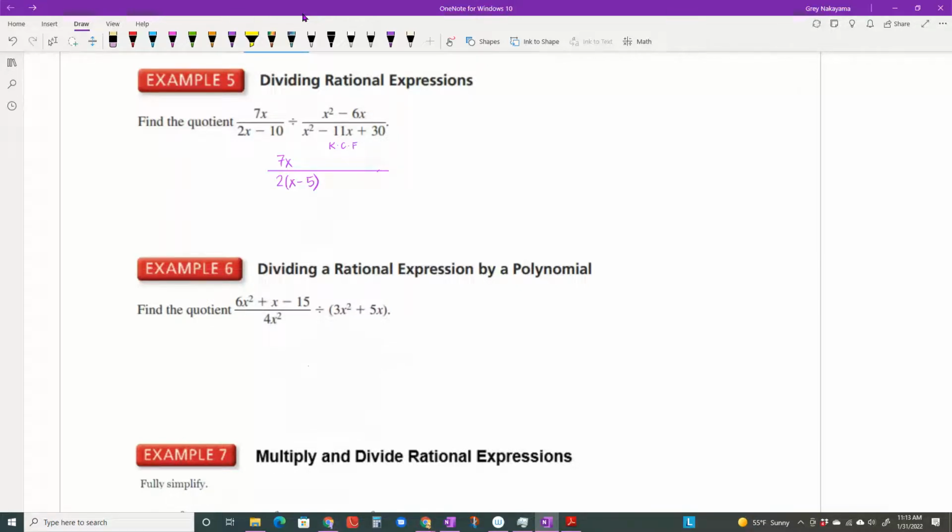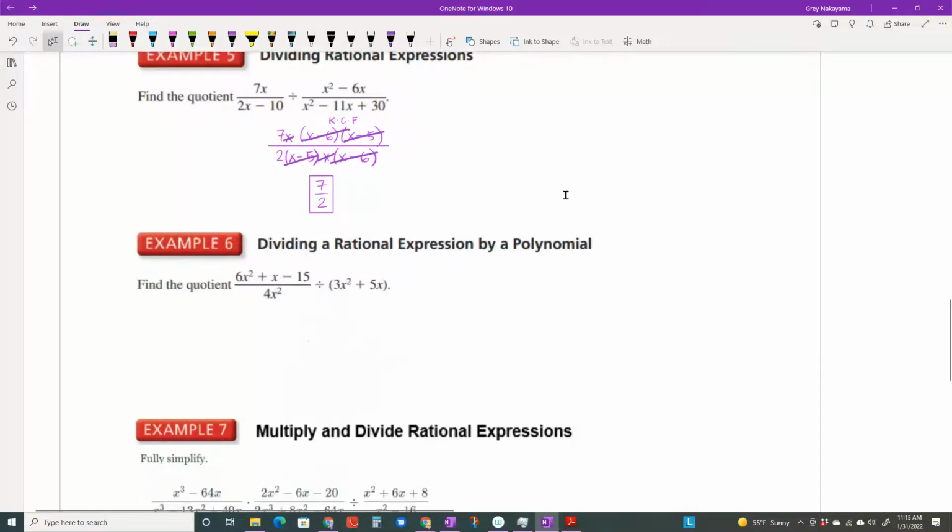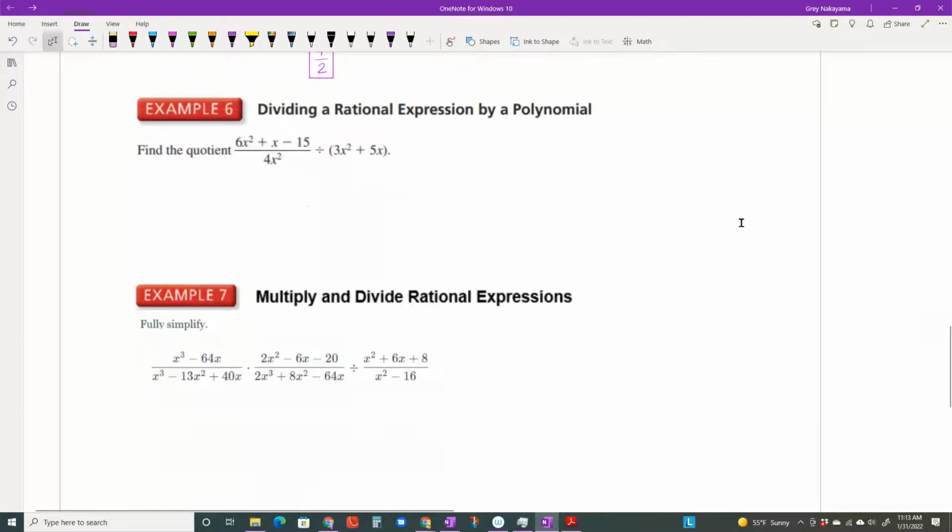Then I'm going to flip the second one. So when I look to factor this, x squared minus 11x plus 30, that's going to go on top. So that's x minus 6, x minus 5. And what was on top goes on bottom. So that is x times x minus 6. And again, common factors on the top and the bottom. I have an x and an x, so my answer is going to be 7/2. Okay, 2 more, we're done.